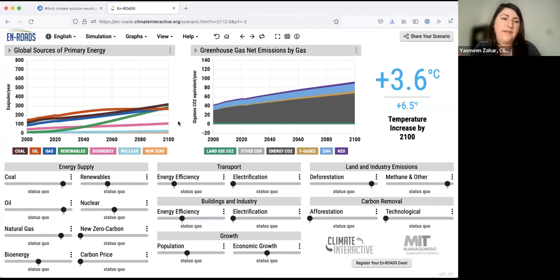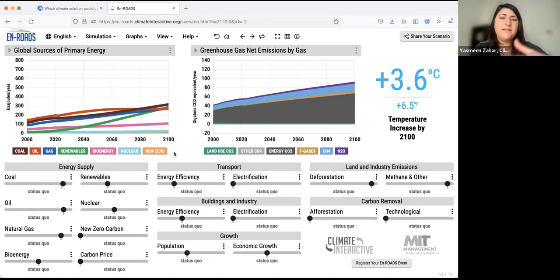And so on the left, you'll see our sources of energy around the world out through 2100. So we'll see our fossil fuels increasing a little bit, renewable energy increasing quite a bit over time, our bioenergy and nuclear energy staying pretty consistent throughout the end of the century, and something we call our new zero carbon source of energy. So this is a source of energy that currently might not yet have come to market and be deployed at a big enough scale, but if we were to invest in it heavily, it might. And it's an energy supply that doesn't emit any carbon.